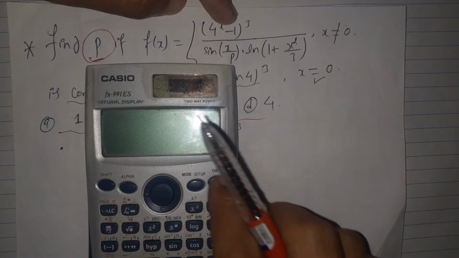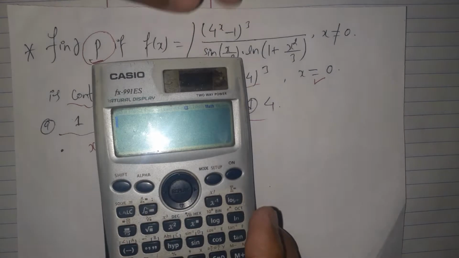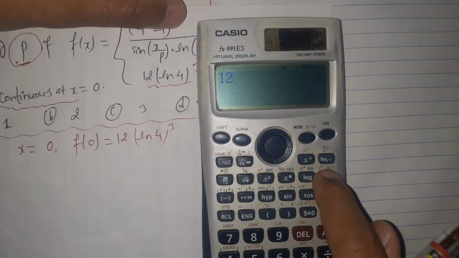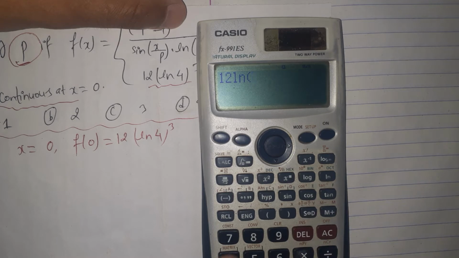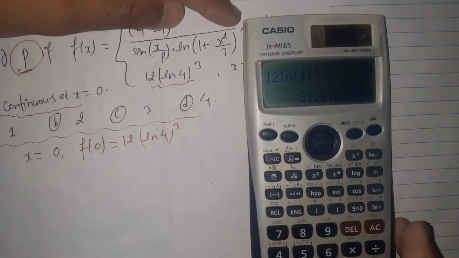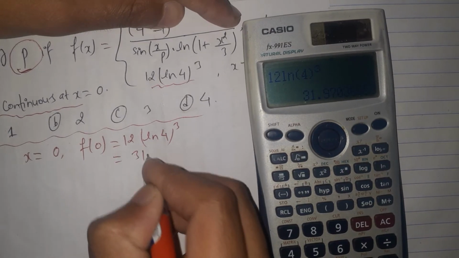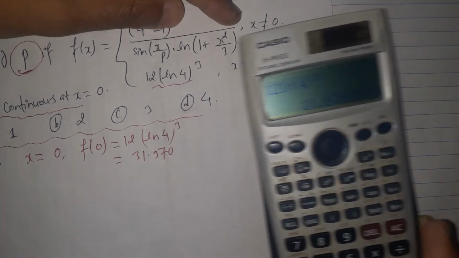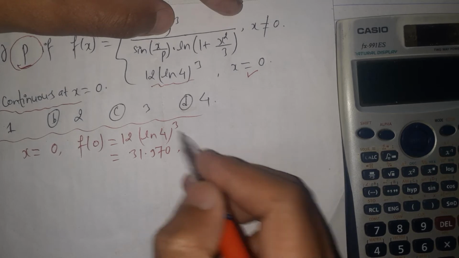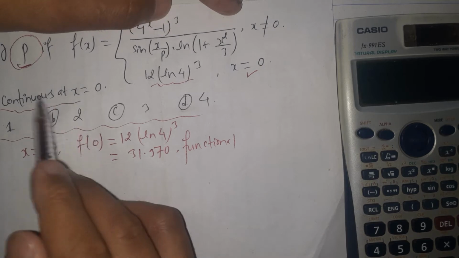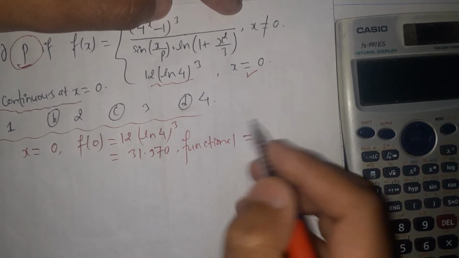Let's type on the calculator. 12, then ln, and the ln is cubed here: ln 4 cubed. Its equivalent decimal is 31.970 up to 3 decimal places. This is the functional value, and for the function to be continuous, this functional value should be the same as the limiting value.